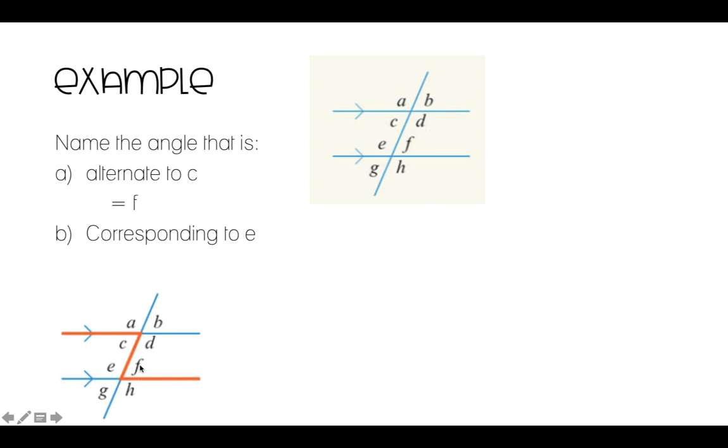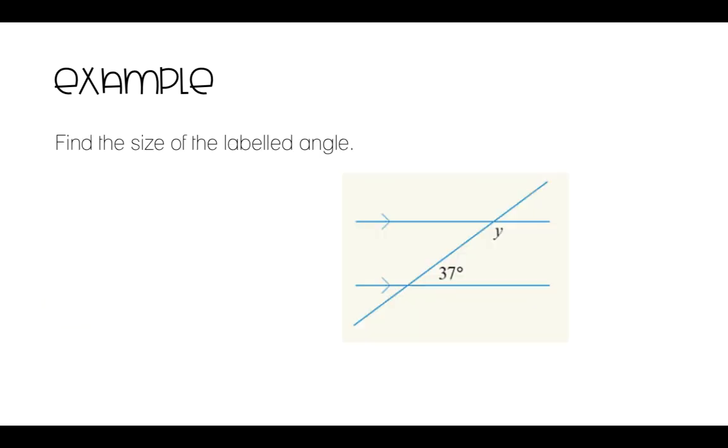Now corresponding to C. Corresponding is the same position but on the other line. So if C is here, it's above the parallel line and on the right of the parallel line. So we go above the parallel line and on the right, which means that it's A. So A is corresponding.